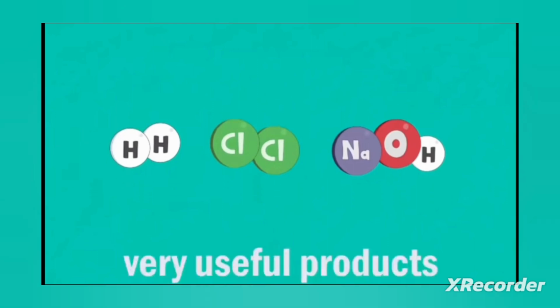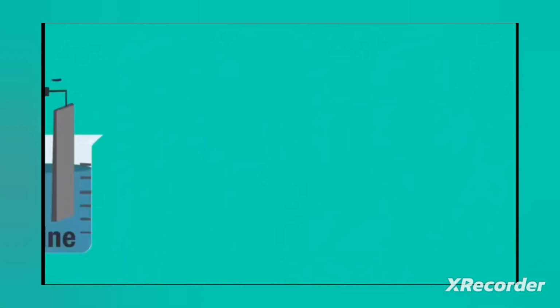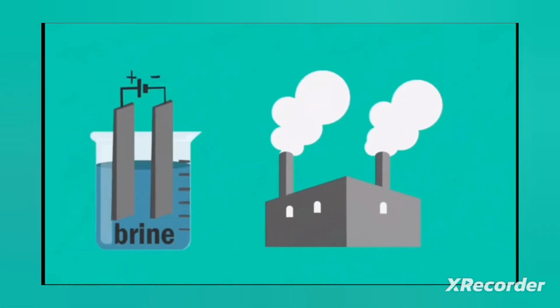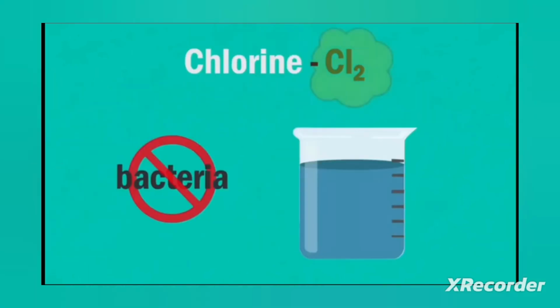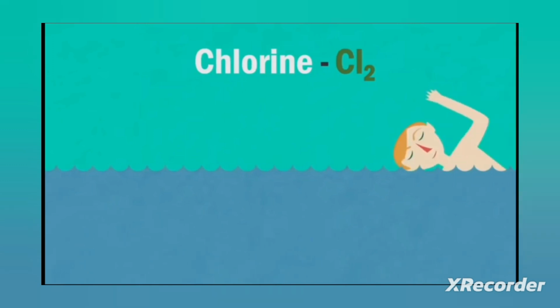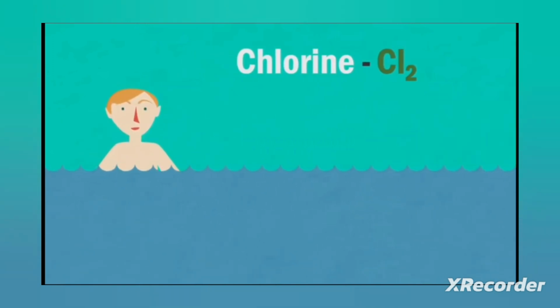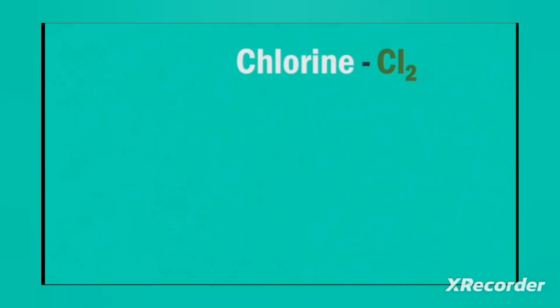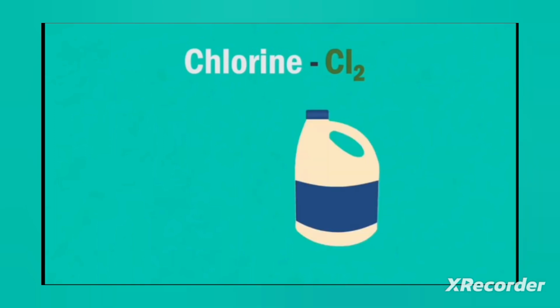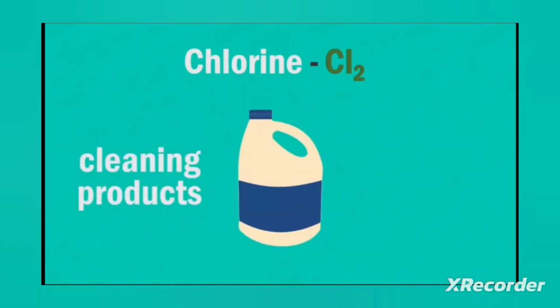These products are very useful, and the electrolysis of brine is done on a much larger industrial scale. Chlorine is used to kill bacteria, and it is soluble in water. If you've ever visited a public swimming pool, then you'll be familiar with the smell of chlorinated water, and it's also used to sterilize water in the mains water supply. What's more, chlorine is one of the main ingredients of bleach, which is used in a lot of cleaning products.